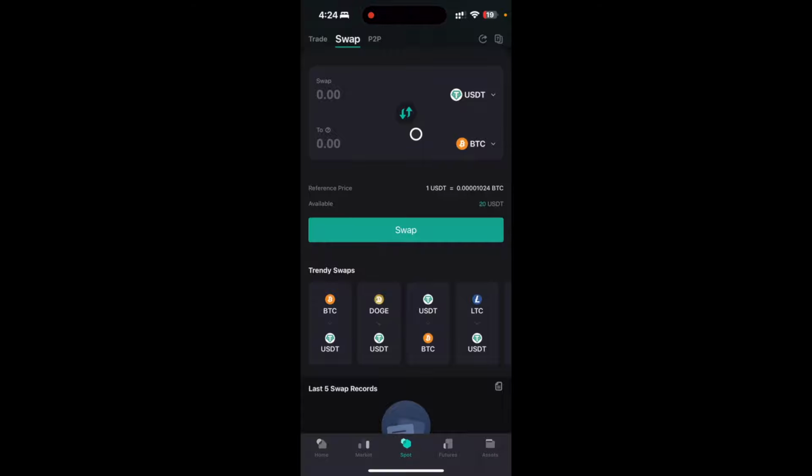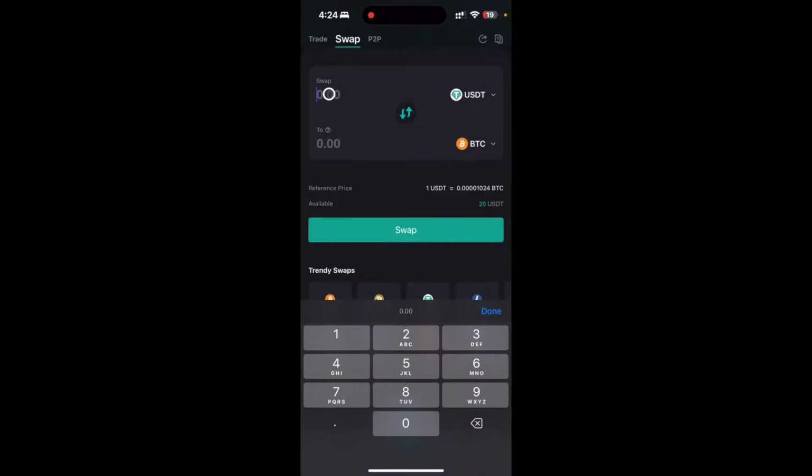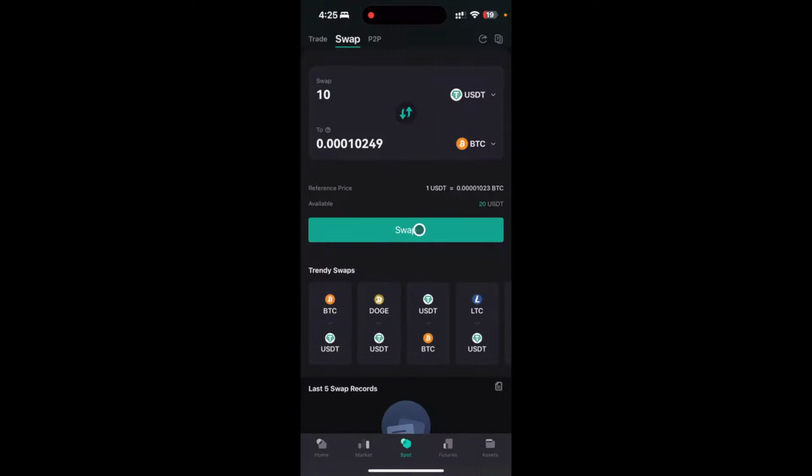So all I have to do is to simply put the amount of USDT that I'm willing to swap. So let's say I'm willing to swap 10 USD for BTC. In this case, you can see that I'm going to get this amount of BTC, and it's going to be an immediate transaction. All right, this is going to be a market order, and it's going to take from the order book. All right, so you can see my balance and stuff like that.